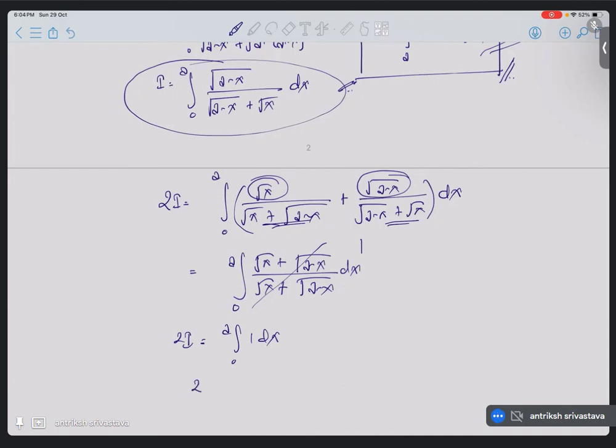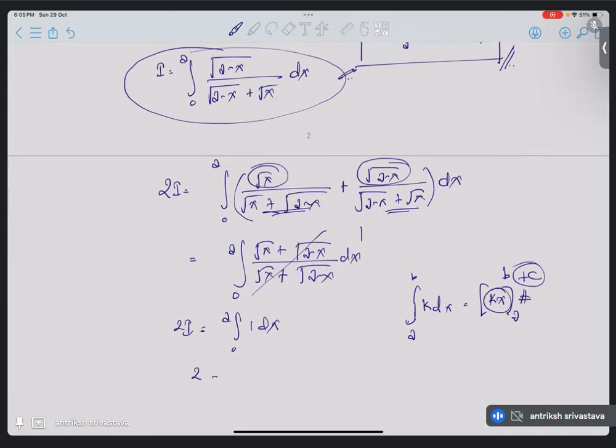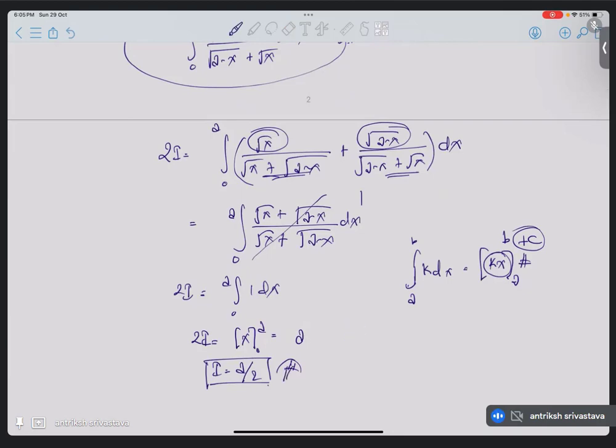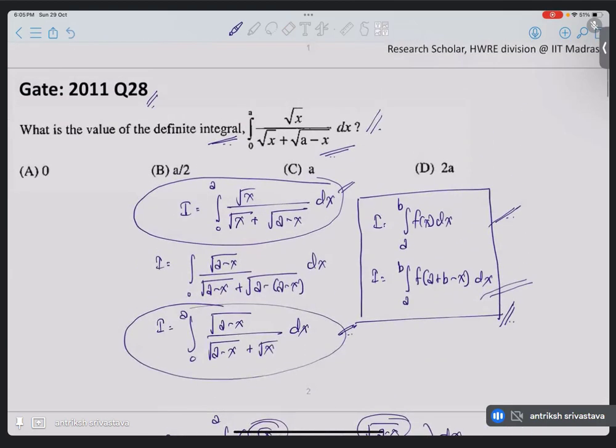So what will be the answer when we integrate any constant, let's say constant k dx? It becomes kx, right? Since there is a limit, some a to b, we will not be adding any constant because this is a definite integral. So in this case also we have a limit. So it will be x from 0 to a, which will be nothing but a, and our I will be a by 2. So this is the answer we are getting, and that is also one of the options, that is B.